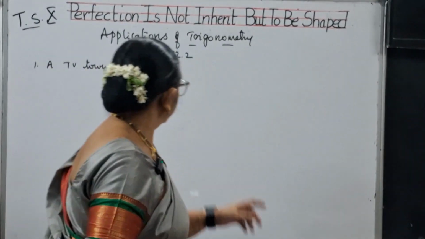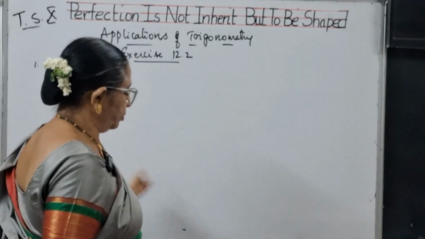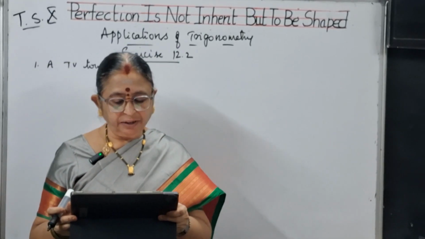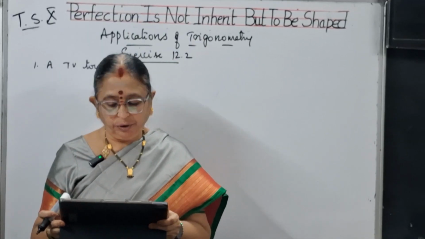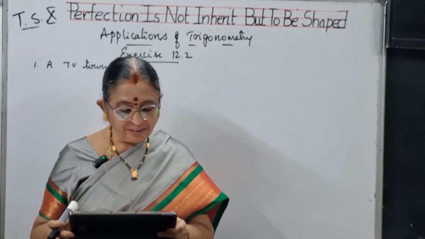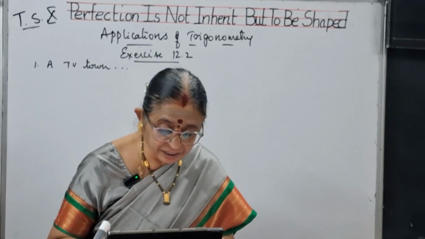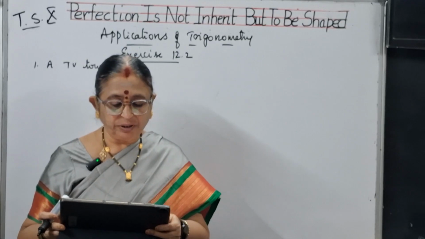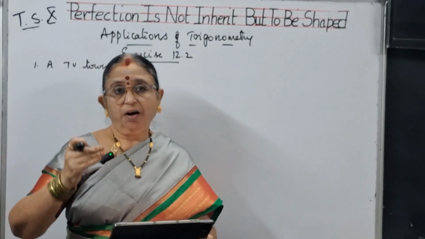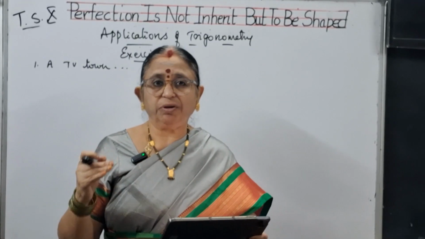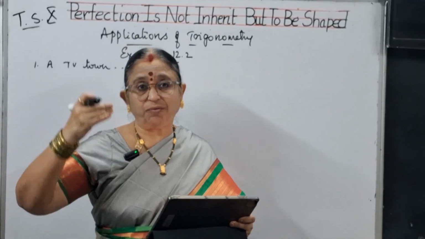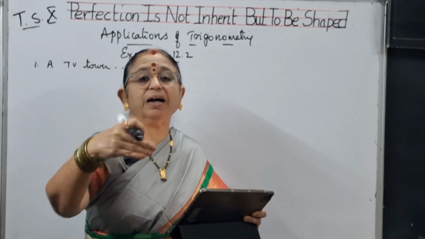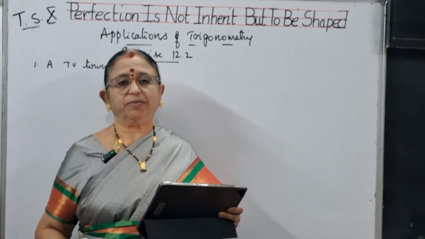Now, exercise 12.2, first problem, children. A TV tower, let me explain this problem. A TV tower stands vertically on the side of a road. From a point on the other side, directly opposite to the tower, the angle of elevation of the top of the tower is 60 degrees. So that means what is happening? There is a TV tower on the side of the road. Road width is like this. On one side the TV tower is there.